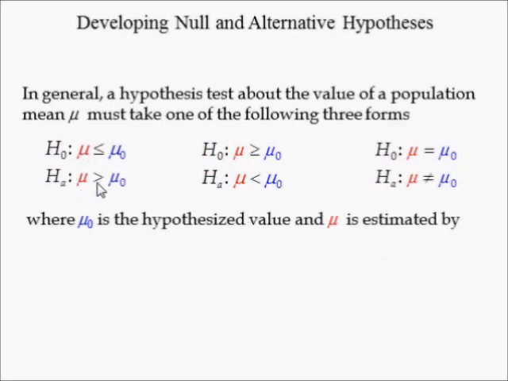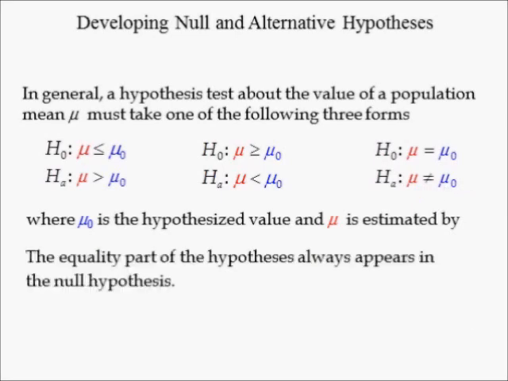This is an upper tail test because we're looking at mu being greater than the hypothesized value, mu0. This is a lower tail test because we're looking at the population mean, mu, being less than a hypothesized value. This is a two-tailed test because mu is either less than its hypothesized value or mu is greater than the hypothesized value. The equality part of the hypotheses always appears in the null hypothesis.